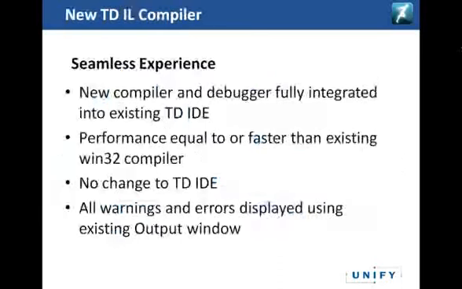The TDIL compiler offers a seamless new experience. The new compiler and debugger are fully integrated into the existing Team Developer IDE. The performance is equal or faster than the existing Win32 compiler. There's no major change to the TD IDE. There are a few more things that you can choose, and depending on what you do, have to set in .NET. All warnings and errors are displayed using the existing output window when you use the new IL compiler.